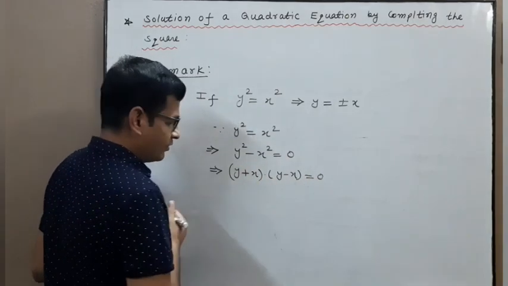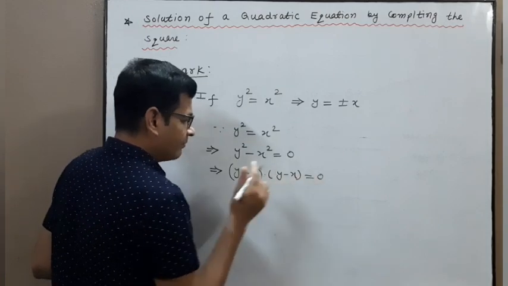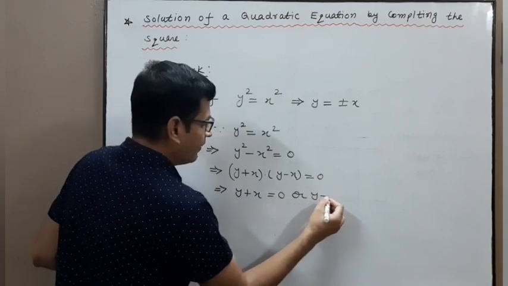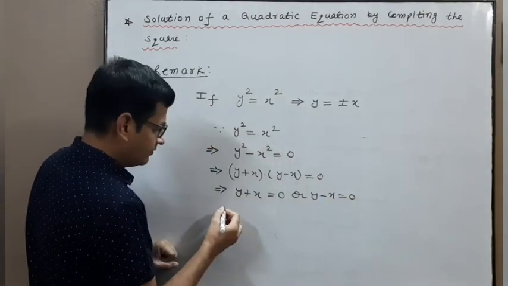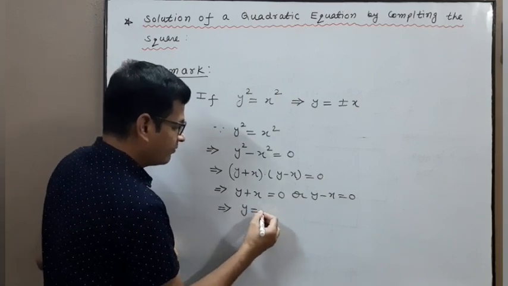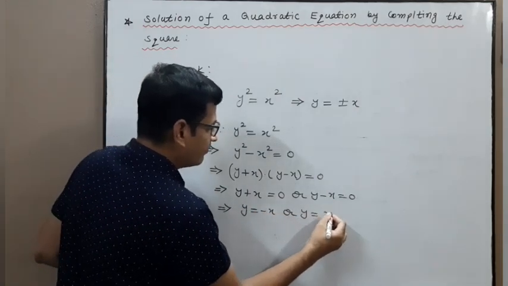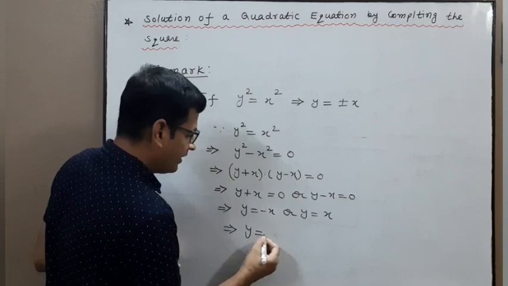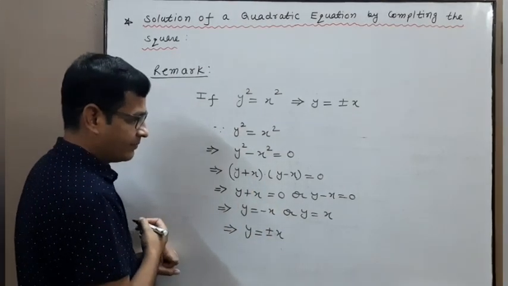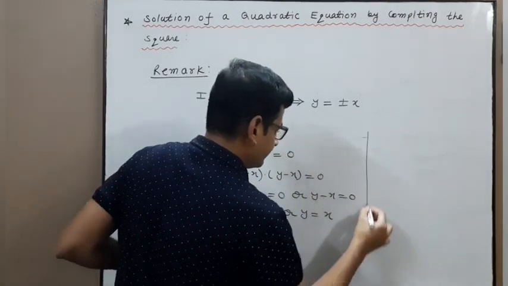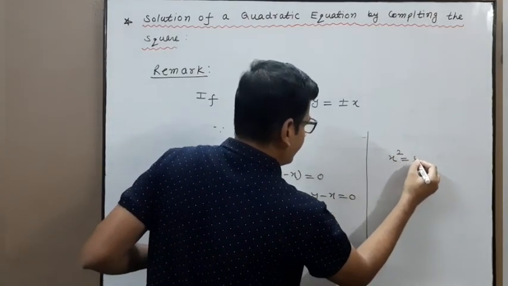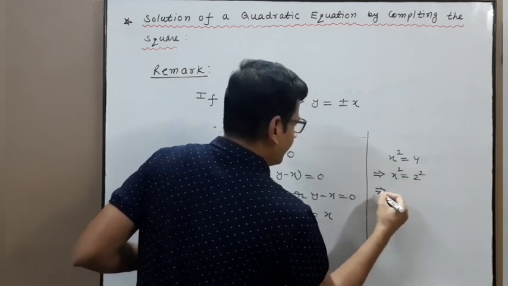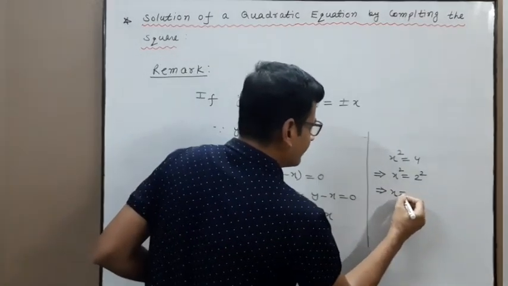Product of two numbers equals 0. Either the first number equals 0 or the second number equals 0. So y plus x equals 0 or y minus x equals 0. Next step, y equals minus x or y equals plus x. Now combine these two results. There are two answers of y, plus x or minus x. So write y equals plus minus x. For example, if x square equals 4, then write x square equals 2 square and apply this formula. x equals plus minus 2.